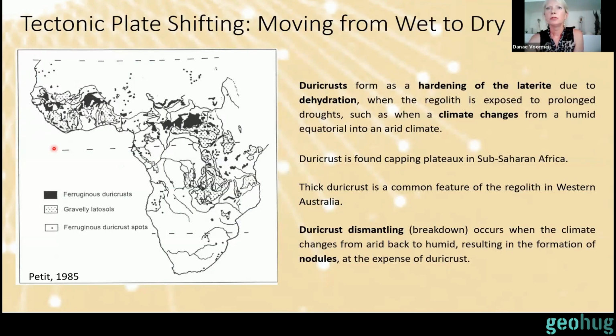Tectonic plate shifting. So first, this part of Africa was on the equator, and then it shifted northwards, and that's where you get all this Duricrust capping. Duricrust is therefore found capping plateaus in sub-Saharan Africa, but it's also a common feature of the regolith in Western Australia. You can get Duricrust dismantling. So now imagine if these project areas experience tropical moist climate again, and that does happen. Climate changes over time. Then that Duricrust will break down again, resulting in the formation of these nodules.